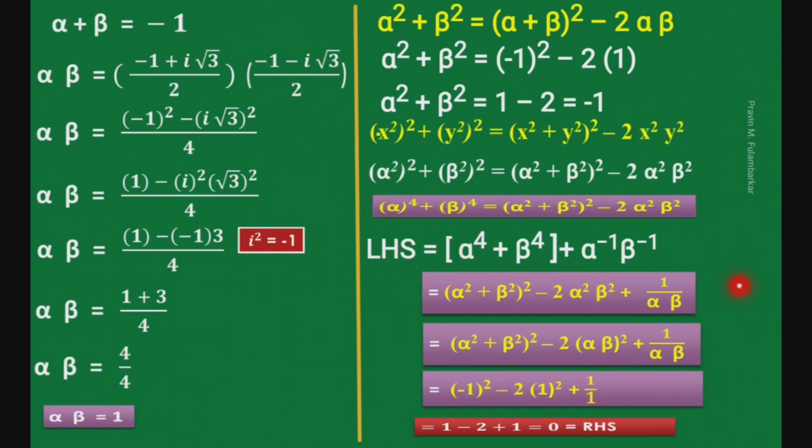So for this solution you must know the value of alpha, which is minus 1 plus i root 3 by 2, and beta equals minus 1 minus i root 3 by 2. You can interchange these two values. You can say alpha is equal to minus 1 minus i root 3 by 2 and beta equals minus 1 plus i root 3 by 2. You get the same answer.